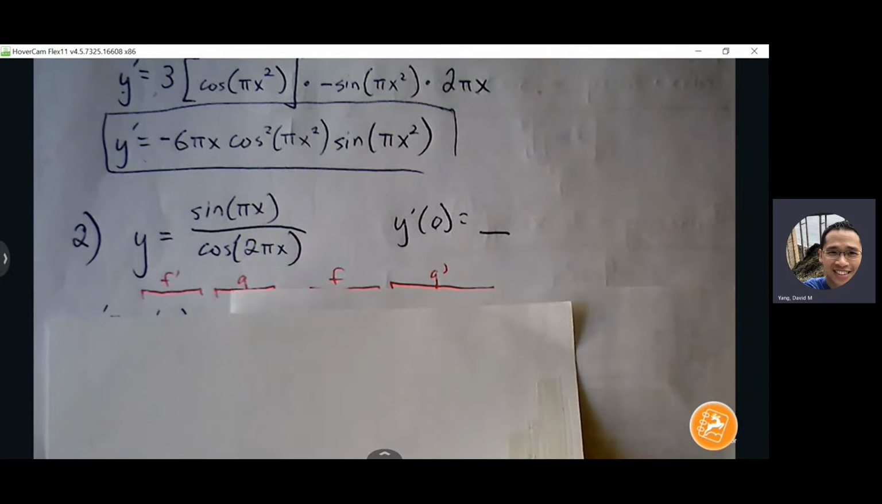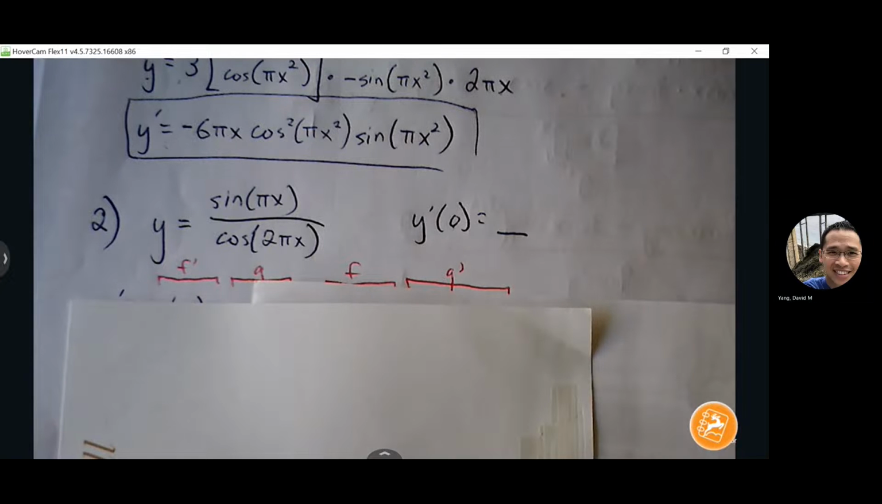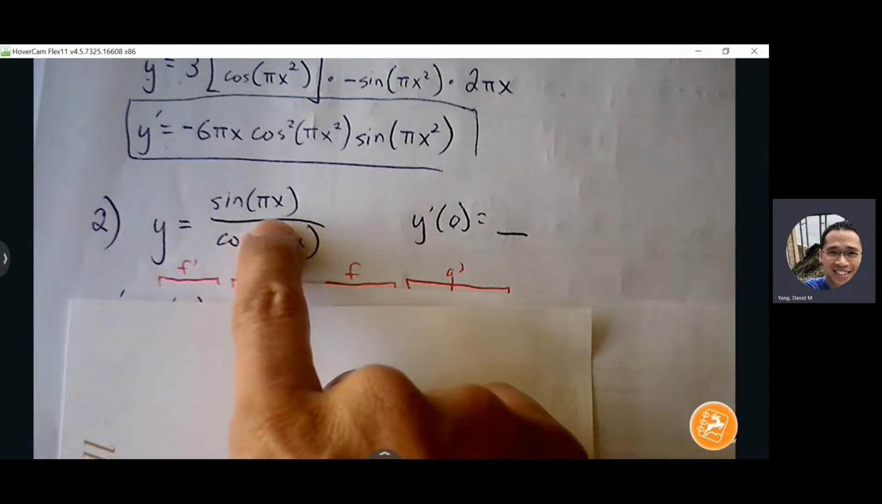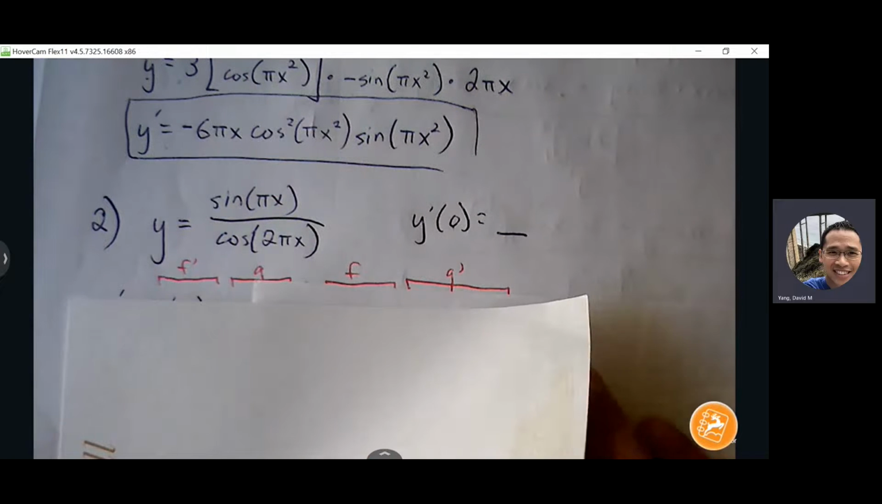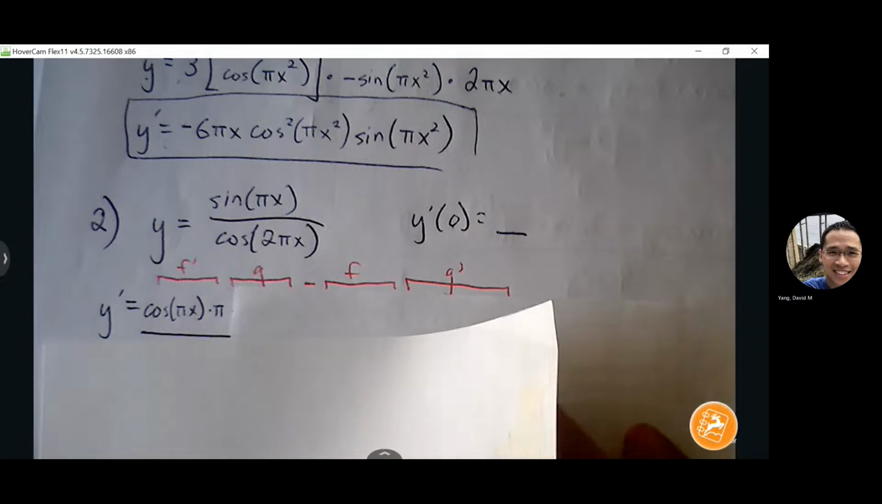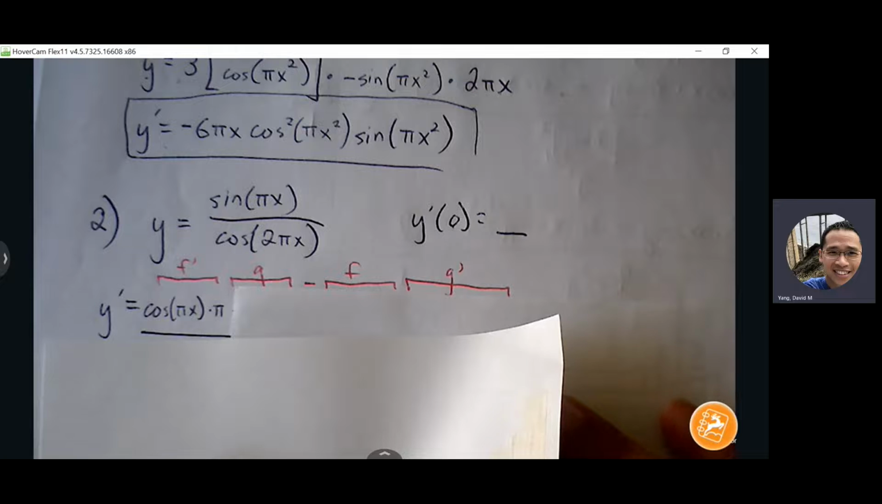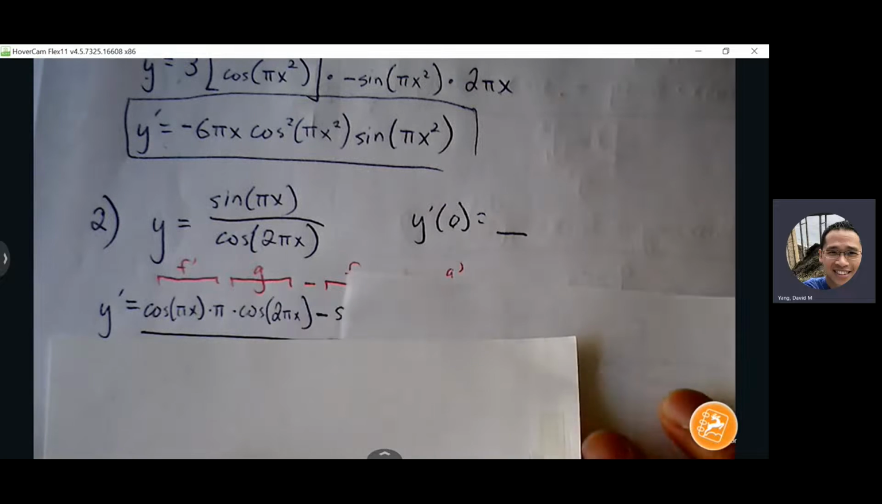Okay, so f prime, what's f prime going to be? Yeah, cosine pi x times pi, right? Cosine of u times u prime. Okay, so here's my f prime. My g is going to stay the same. My f is going to stay the same.